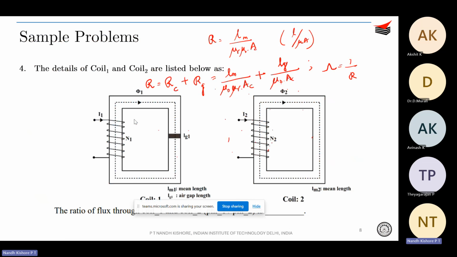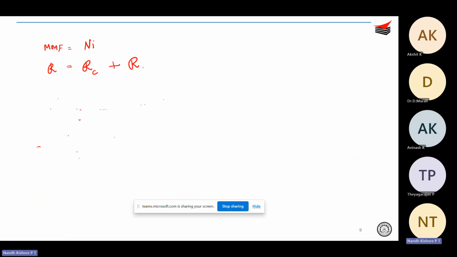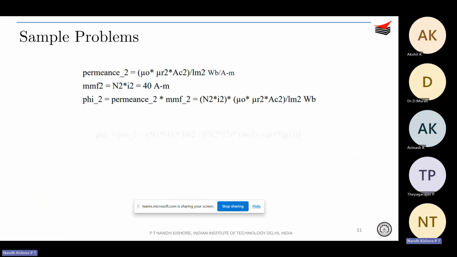The relation that we followed was that phi is equal to MMF by reluctance, or MMF into permeance. And you know what the reluctance is. The formula is given over here. That is, you need to sum up the reluctance of the core path and the reluctance of the air gap. So from that you get the reluctance, and 1 by reluctance, the permeance, you apply over here. So this was one question.